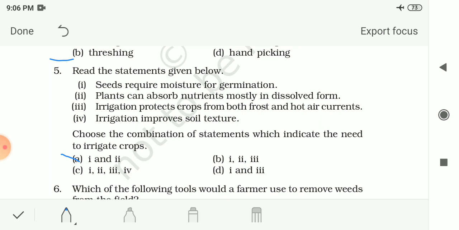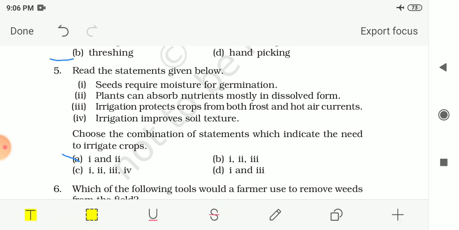Moreover, plants readily absorb nutrients in dissolved form along with the water through the root hairs of the roots. Irrigation does not protect crops from frost and hot air currents, and it is manure that improves the soil texture. Irrigation does not improve the soil texture. So the first and second statements indicate the need to irrigate the crops. So here your answer is option A.